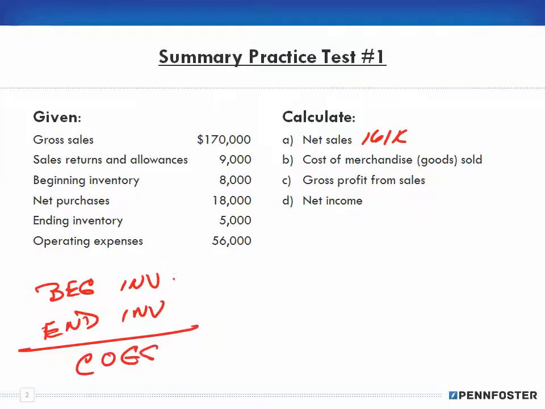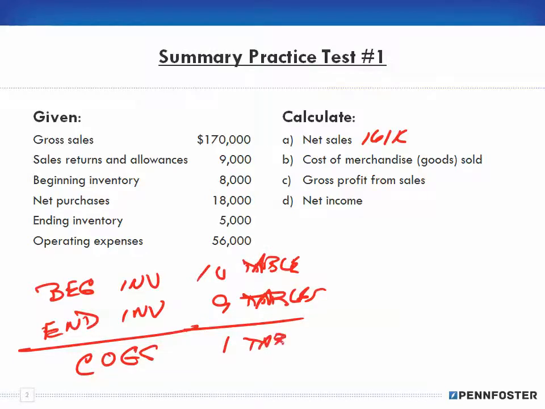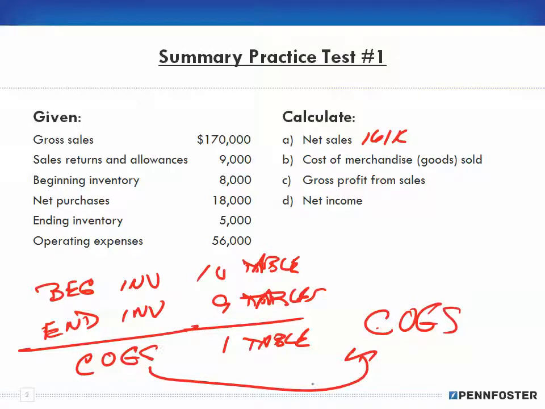Why? Because at the beginning, we had those 10 tables in the inventory. And if our ending inventory, when we take the inventory at the end of the month, we only have 9 tables left, that means we sold 1 table. That's what was taken out of inventory, and that's what we put over to our cost of goods sold. So whatever that dollar amount is goes over there.